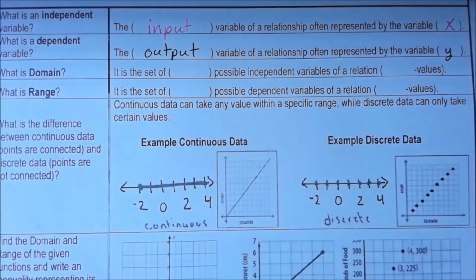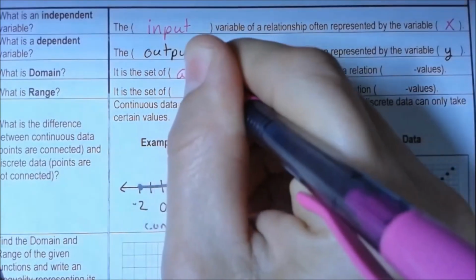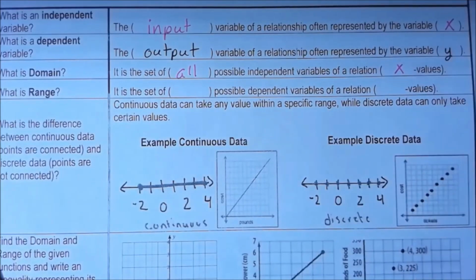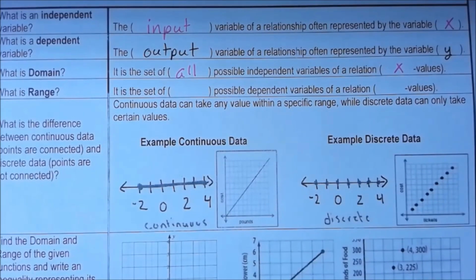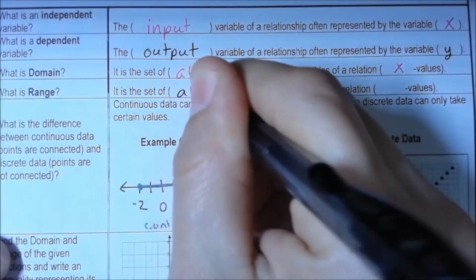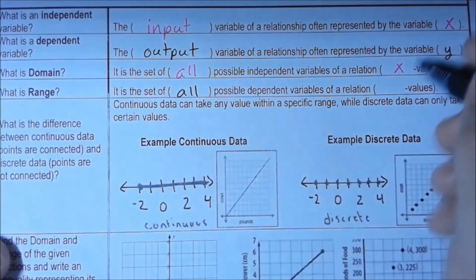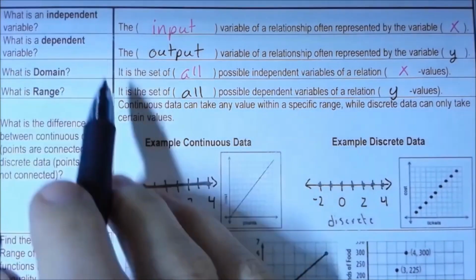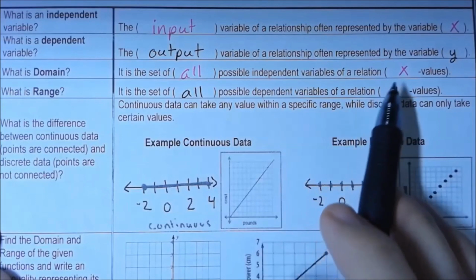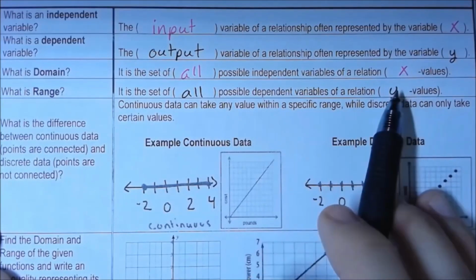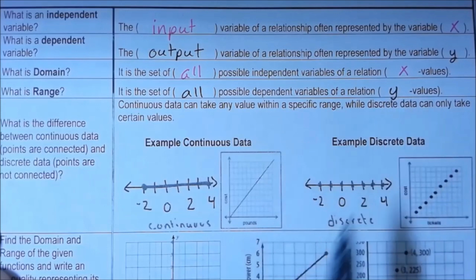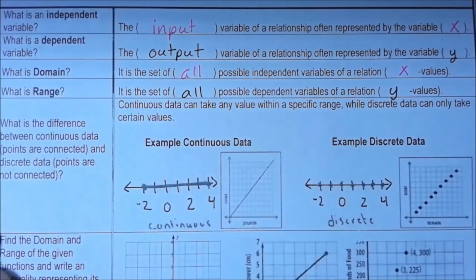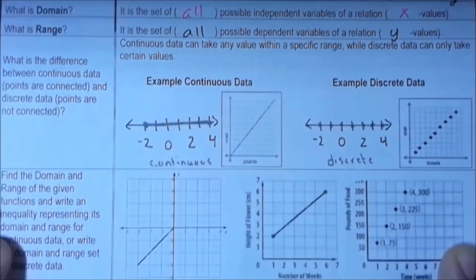Now, domain is the set of all possible independent variables of a relation. In other words, it's all our x values. Range is the set of all possible dependent variables of a relationship, or all our y values. Those are four things that we have to remember as we're going through domain and range. Keep in mind that I'm using pink for the x and black for the y, so that as I'm creating my domain and range for my graphs, you can see which one is which.